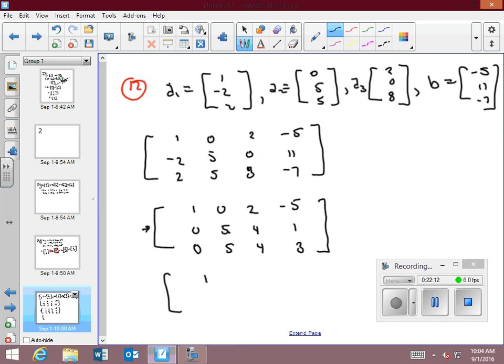So I'm going to go 1, 0, 2, minus 5. Then I'm going to go 0, 5, 4, 1. And then multiplying 1 times the second row and adding it to the bottom, so it's 0. And this is 0. 1 times 5 in the second row is minus 5, plus 5. And then 1 times 4 in the second row with the bottom row is 0. 1 times 1 and combine it in the bottom row, and that's 2.